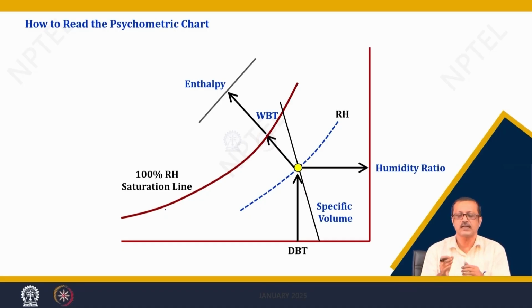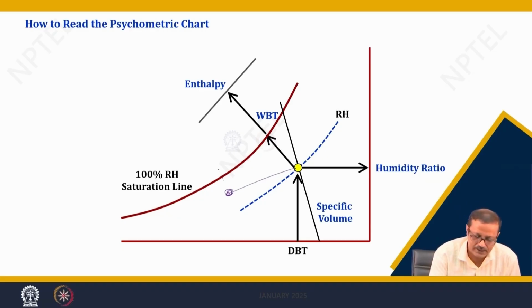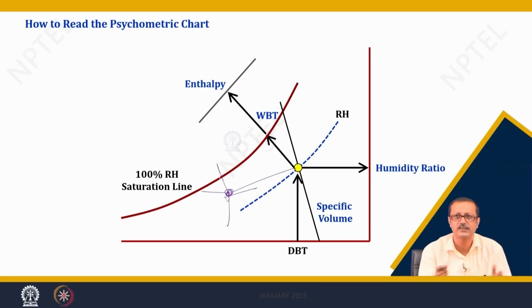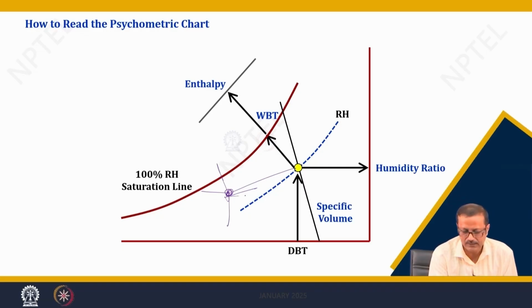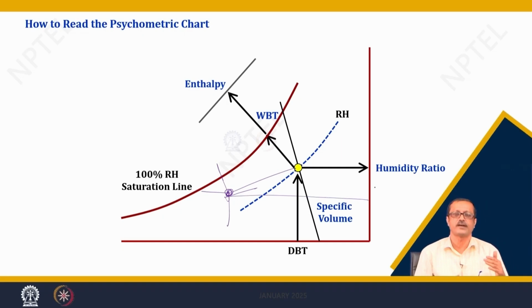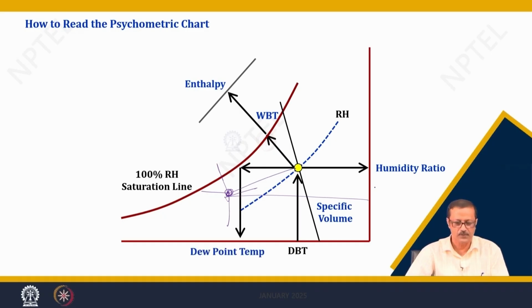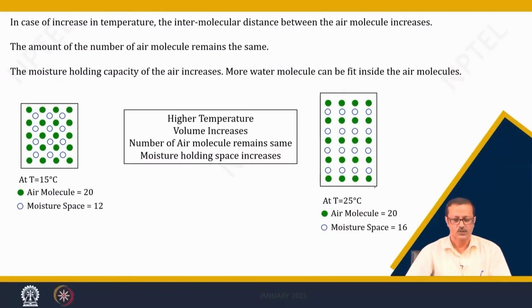And once you get another point, suppose from this point I have to go to some other point, I will get a lot of data and I can find out the difference of the enthalpy, the difference of the humidity ratio, the difference of the dBT, and so I can get to know a lot of things. I can also find out the dew point temperature by going straight to the 100% RH line and dropping back to the dBT line. So, the dew point temperature can also be measured.